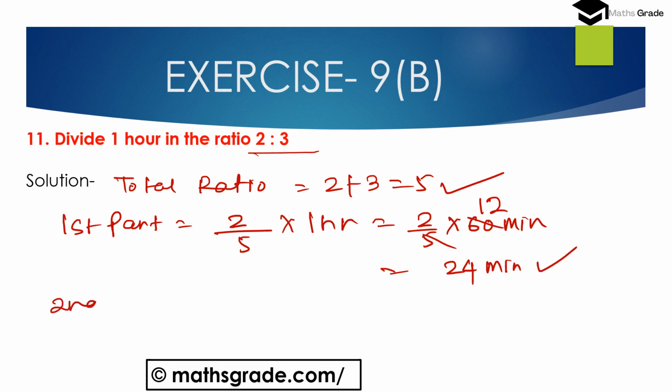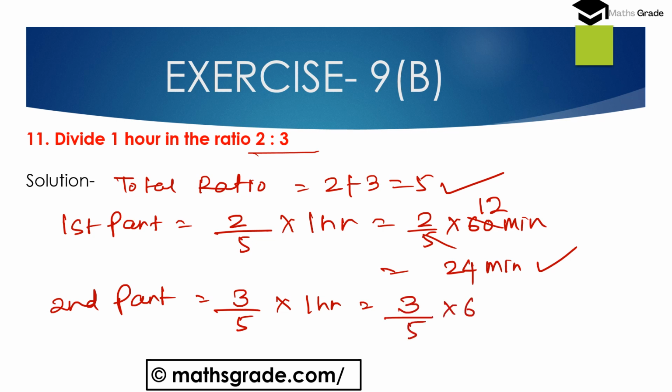Now second part. 3 divided by 5, total ratio is 5. 3 divided by 5 multiplied with 1 hour, and 1 hour is 60 minutes. 3 divided by 5 multiplied with 60 minutes. Now cancelling 5 with 60, we know 5 multiplied by 12 is 60. Now multiply 3 with 12. 3 multiplied by 12 is 36 minutes.